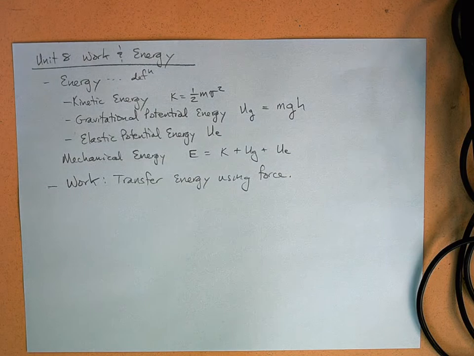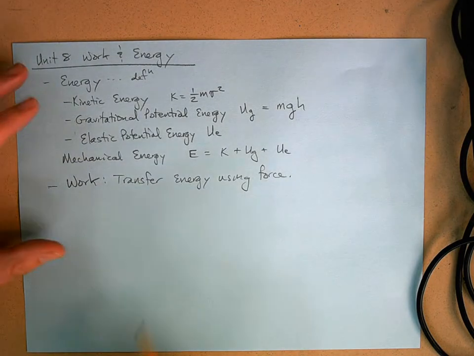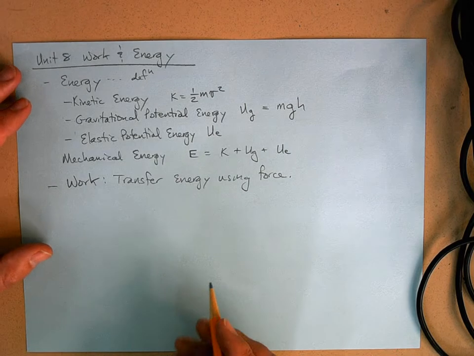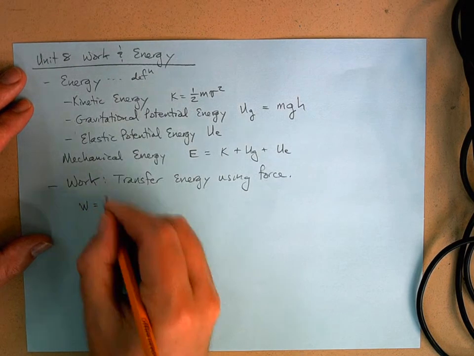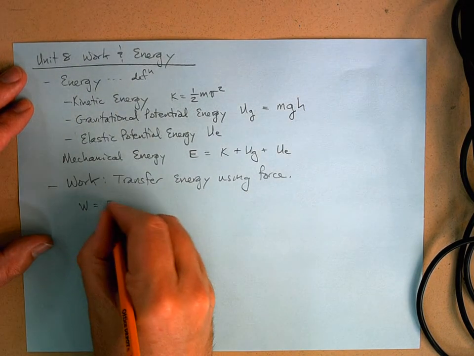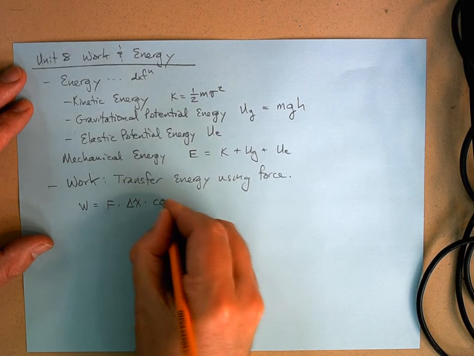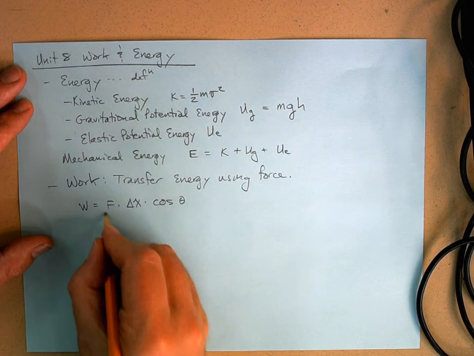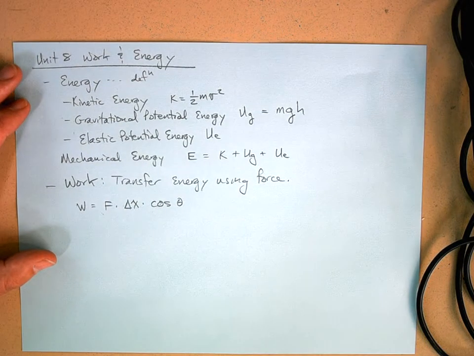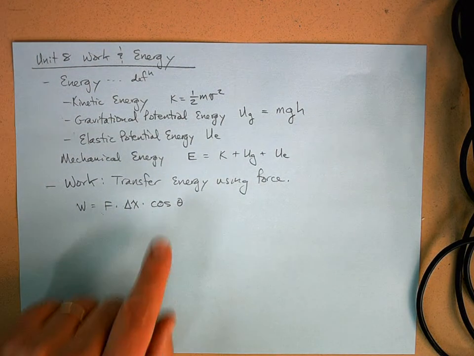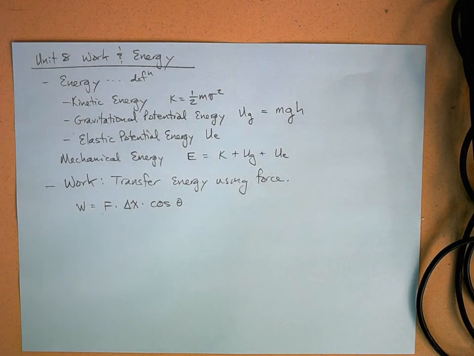Work is a way of transferring that energy from one system into another system by applying a force to it. The equation was that work is equal to force times a displacement times the cosine of the angle between the force and displacement vectors. So make sure you know what these variables are and how to apply them.